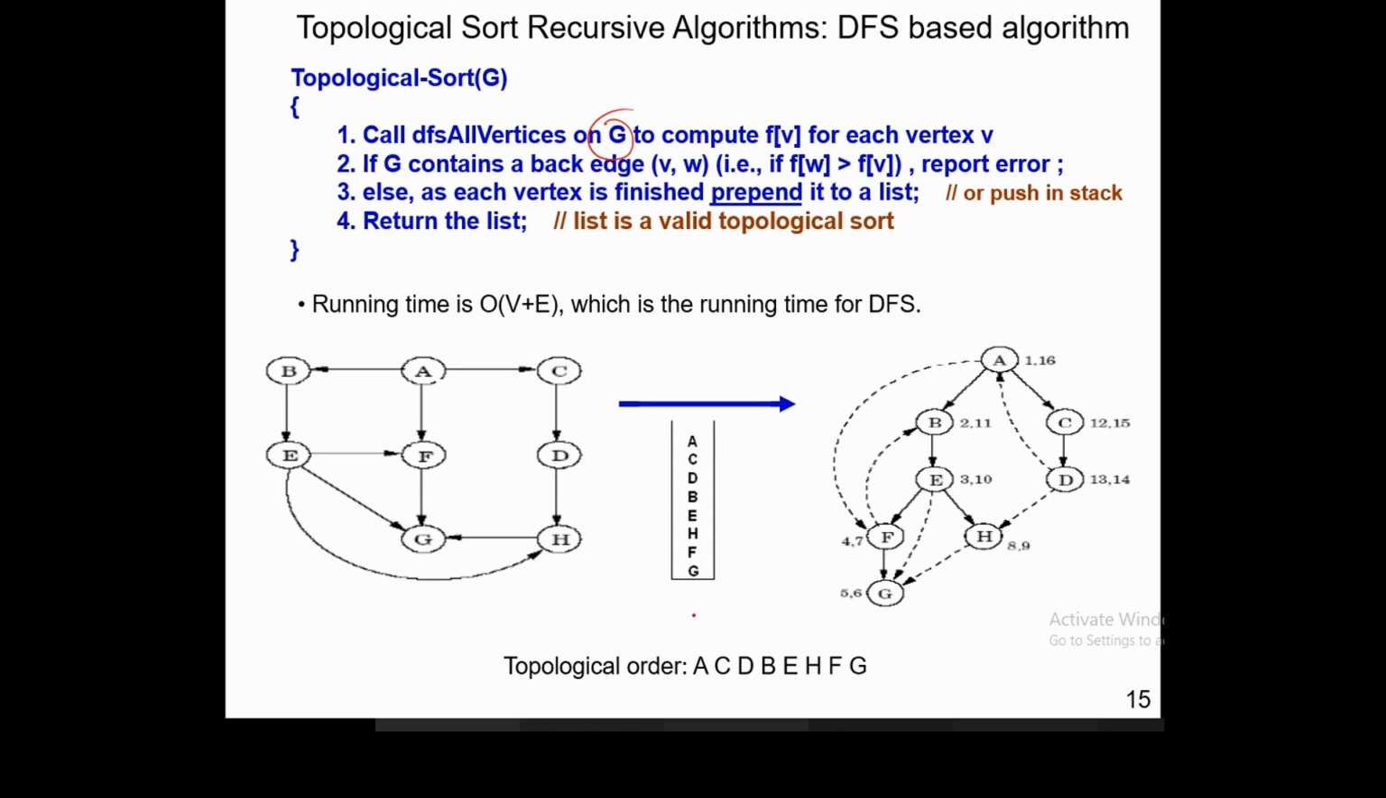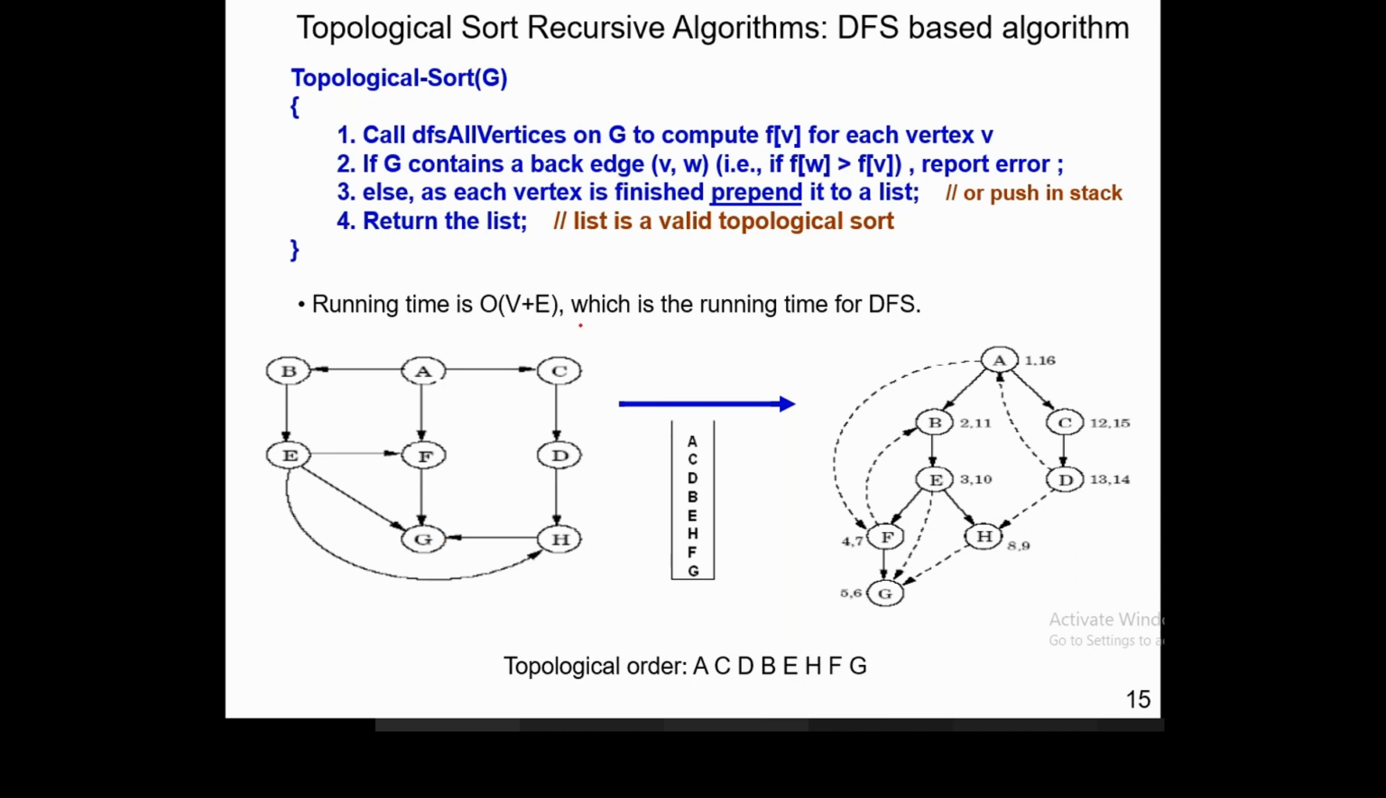It is the same as using a stack for reversal of a particular string. If we want to find the reverse of a string, then we can utilize a stack there. So this is the same logic here. So this is the topological ordering of this particular graph using this DFS-based algorithm.